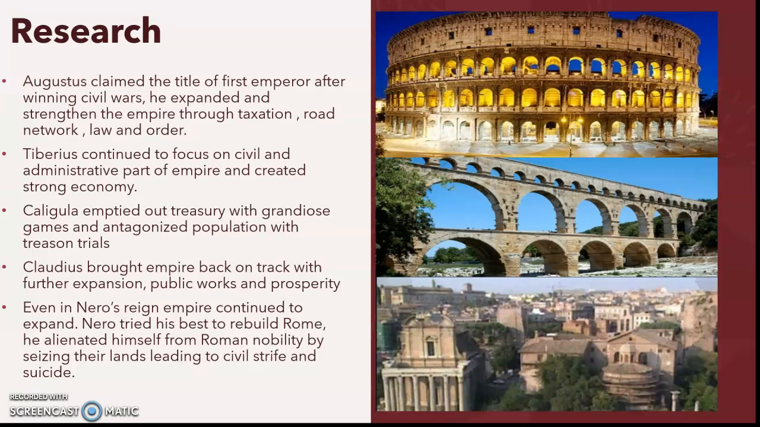Sometimes it's speculated he started the fire in Rome, but that's not a true fact, or there's no solid evidence to say that. However, Nero tried his best after Rome was burned to rebuild it, and the amount of money he spent on that, especially after he forced the nobility to pay for these new constructions and seized their lands, ultimately led to civil strife, and he was forced to commit suicide. So that brought an end to the Augustus dynasty.